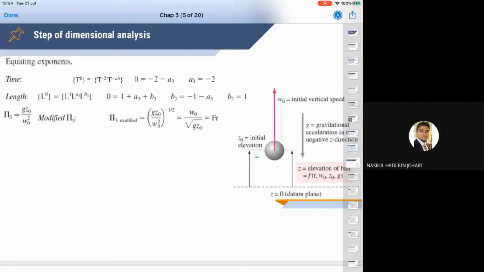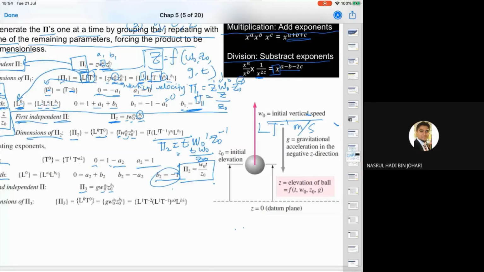Why we say it becomes dimensionless? Because if you look carefully, both of them, pi 1 and pi 2, are already dimensionless. Betul tak? Sebab apa? Tengok Z, L over L, kan? So basically T over T. So that is dimensionless.